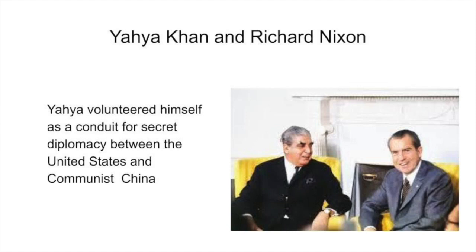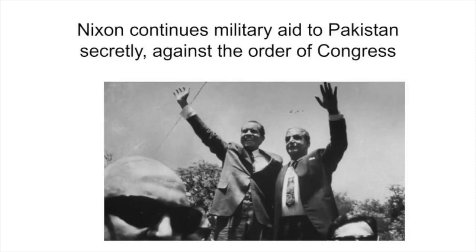However, Yahya Khan and Richard Nixon, President of the United States at that time, had a close personal relationship. And Yahya Khan volunteered himself to work with, because he was friends with the leader of Communist China, he would help Richard Nixon get into and be able to visit China. And when he does this, Nixon continues military aid to Pakistan secretly against the order of Congress. Congress didn't know anything about it. Nixon kept sending weapons directly to Pakistan, who would use those weapons to slaughter innocent Bengali people.